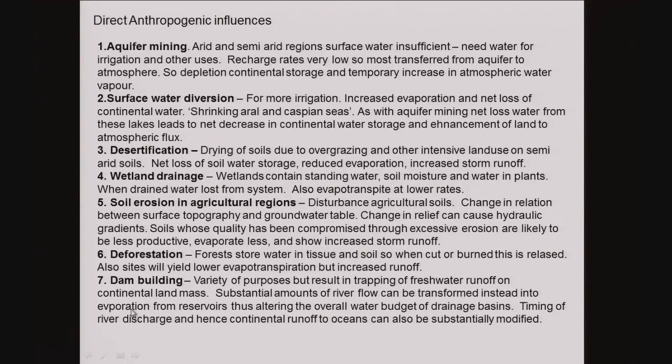So just make sure you understand all of these mechanisms, all of these direct ways in which humans influence the water cycle. I'm not really going to go into that in too much detail, because the most important ways for this lecture are the indirect ways. So we're going to consider the indirect ways.